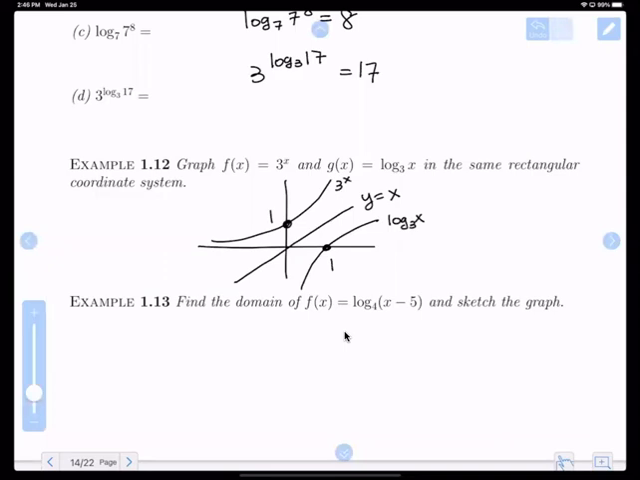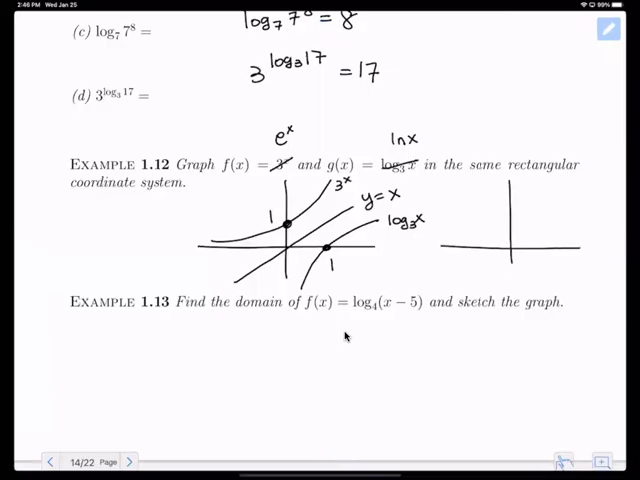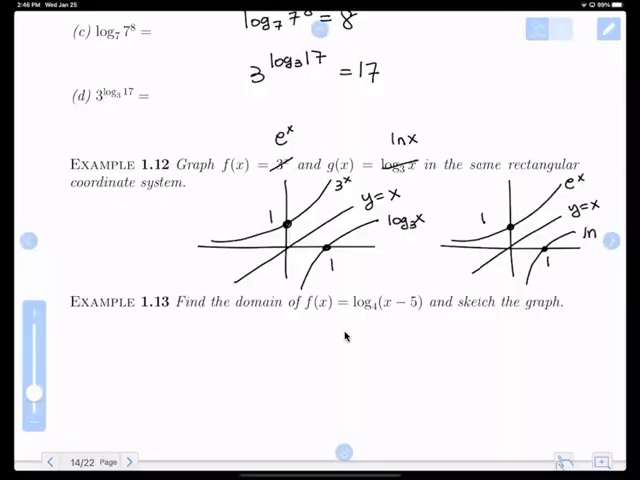Instead of 3 to the x and log base 3 of x, if I ask you to graph e to the x and ln of x in the same graph, no problem. You draw e to the x, then y equals x, reflect the image, and get ln of x. That's all you have to do. Do you understand the idea? Do you understand the pattern?